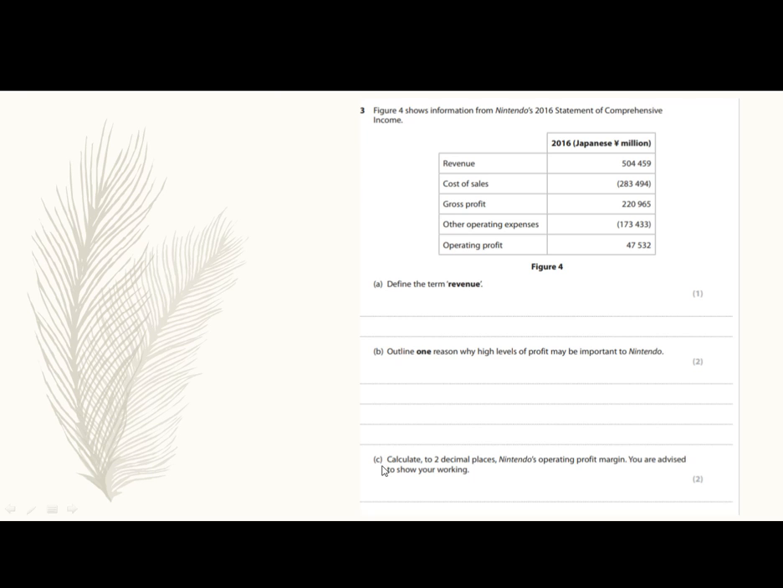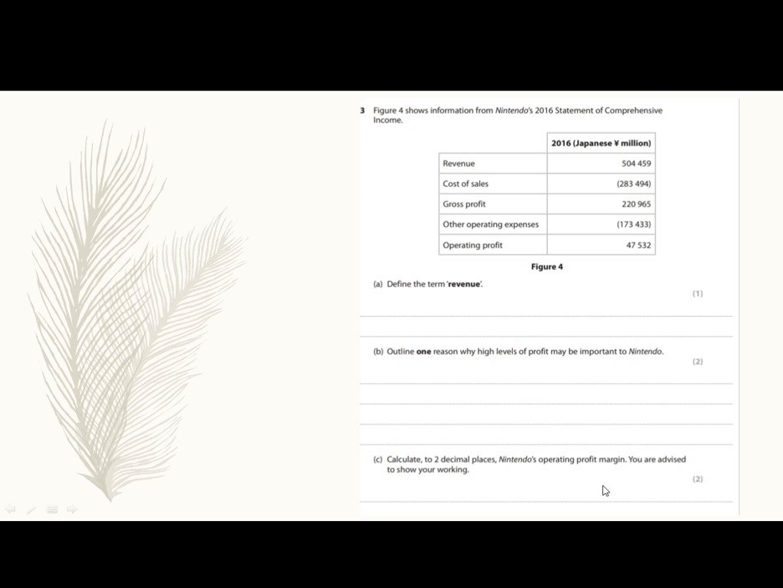That's it. C. Calculate to 2 decimal places Nintendo's operating profit margin. You're advised to show your working. So you don't have to show the formula. If you want, please do, but you will not be awarded extra marks for this. You have to show your working, plus you have to get the correct answer. 1 mark for the working, 1 mark for the correct answer.